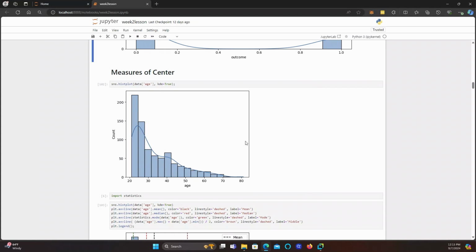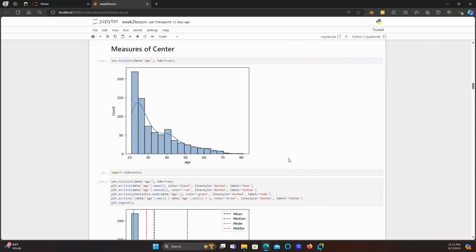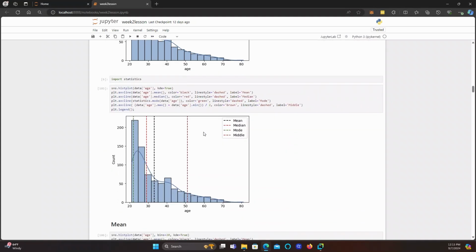So where is the center? Well, any of those interpretations of center is valid. So here's the same histogram with 4 different ways to interpret center on it. Any of these is valid, but this is the order of most common to least common, and that's the order we're going to talk about them. So the mean is the black line here. Median is the red line. Mode is where the tallest bar is. And the middle is right in the middle.